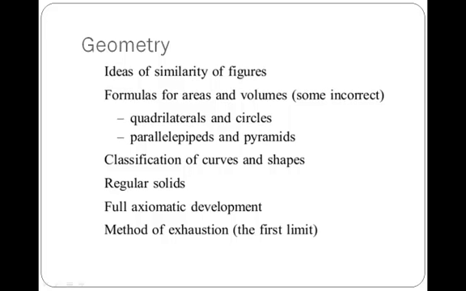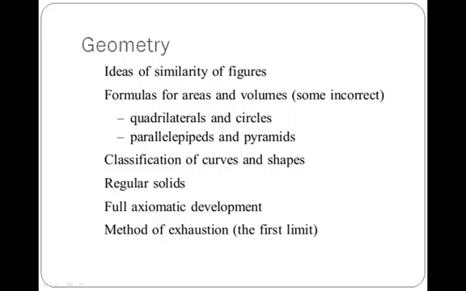In geometry, we'll talk about the ideas of similarity of figures, which is a really important concept. Similarity is at the foundation of geometry. We'll talk about formulas for areas and volumes, and also some of the formulas that were incorrect but used. It makes one think that maybe we currently have incorrect formulas. And we do. Anyone who thinks pi is equal to 22 over 7 is using an incorrect value for pi, but it works in limited circumstances.